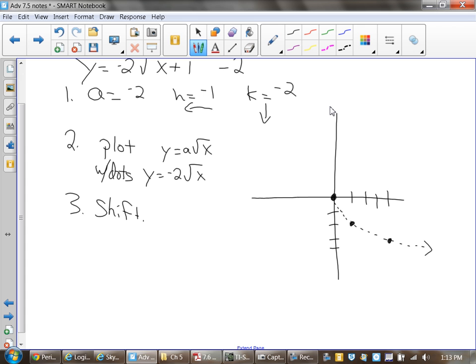So I start at 0, 0. If I have to move it left, I move it left 1, and I go down 2. I'll change colors.